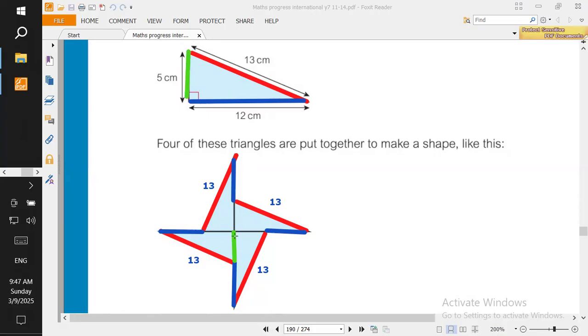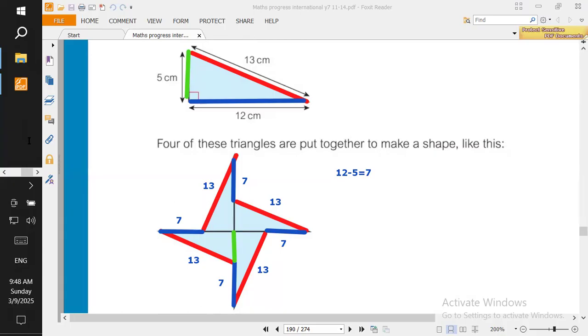So the whole thing is 12. Subtract from 5 to get this one, the blue side. So I'm going to say 12 minus 5 will equal 7. So this blue line is 7.